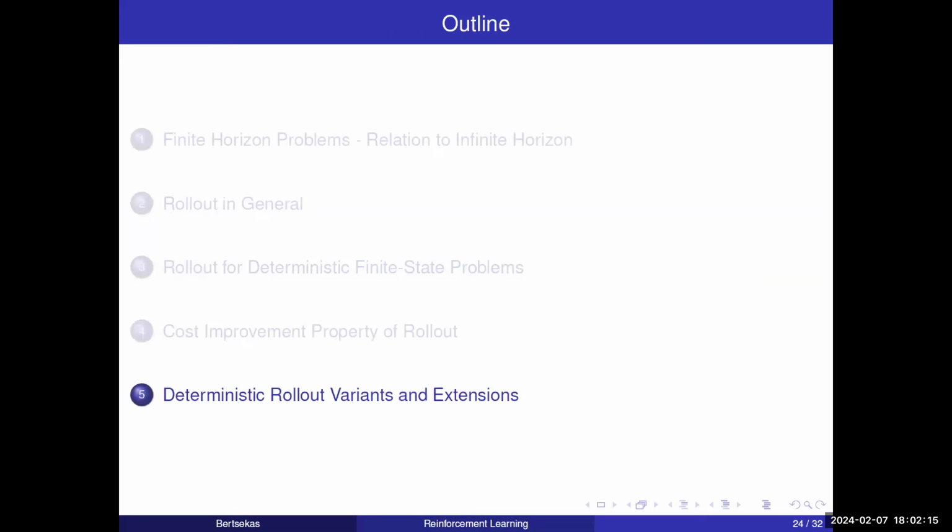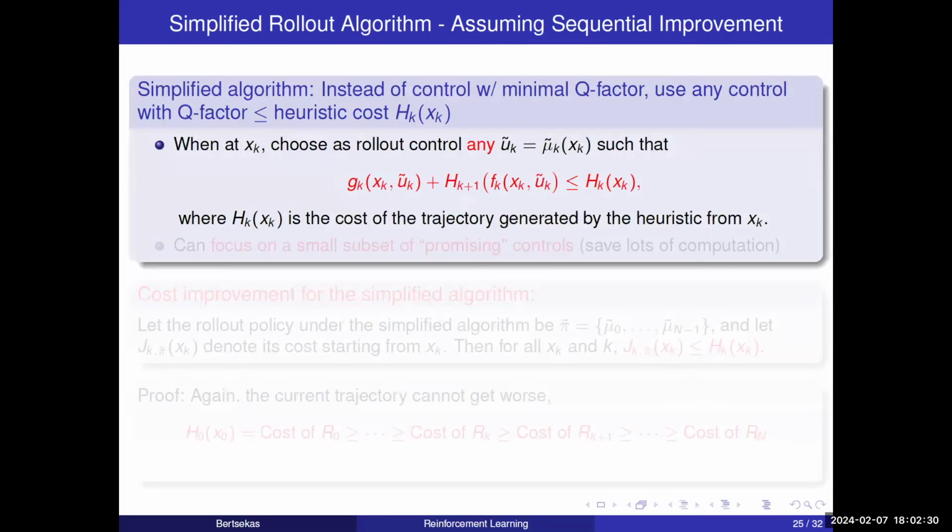Okay, so in the last part of the lecture today, we're going to look at deterministic rollout variants and extensions. We're going to touch a little more on sequential consistency as well. The first variant we're going to discuss is called simplified rollout. To motivate this, think back to the Wordle example from one or two lectures ago.